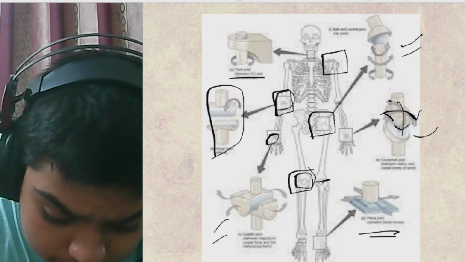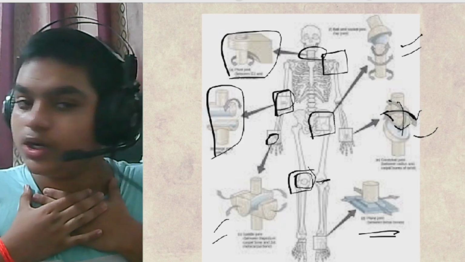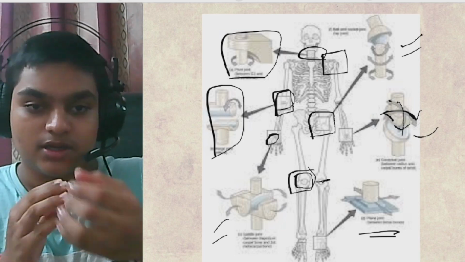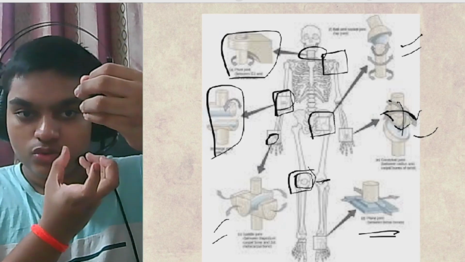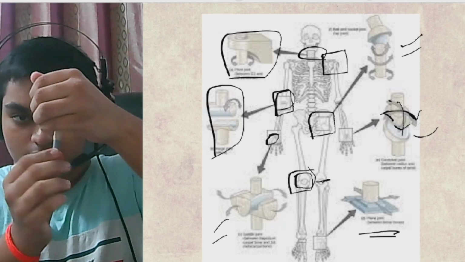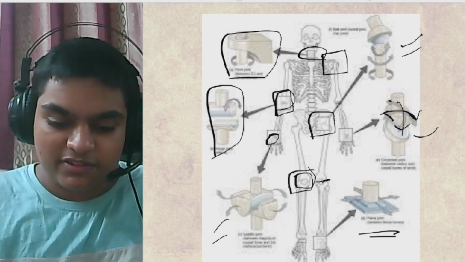Here, pivot joint, here in the neck, here 1 2 3 4. Yeah, that is your pivot joint. It is something like a screw, if this is your vertebral column, a screw like this. Okay, so that is it with joints.